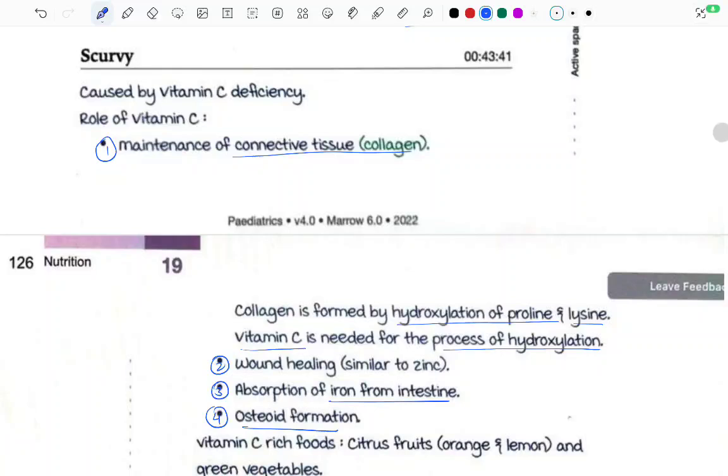Hi, in this video we will read about scurvy caused by vitamin C deficiency, and the role of vitamin C. It helps in the maintenance of connective tissue, that is collagen. Collagen is formed by the hydroxylation of amino acids, that is proline and lysine, and vitamin C is needed for the process of hydroxylation.